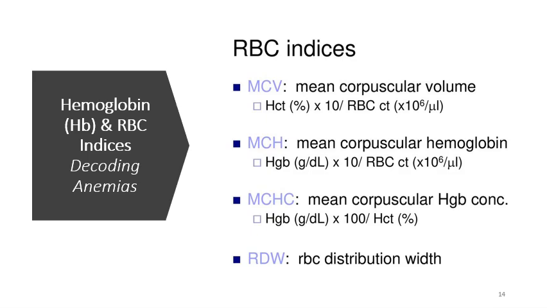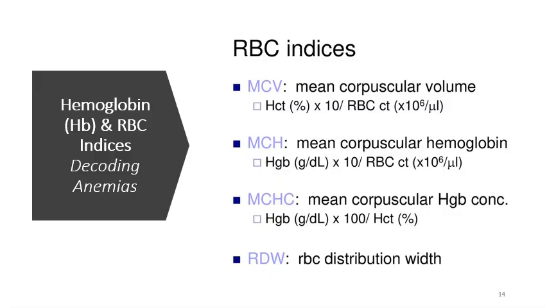Then comes the last one, which is the mean corpuscular hemoglobin concentration. How much of the RBC does this hemoglobin occupy? Is it occupying 90% of the RBC? Does it occupy 70%, 50%, 30%, or 10%? This is very easy. We will divide the amount of hemoglobin over the amount of hematocrit.